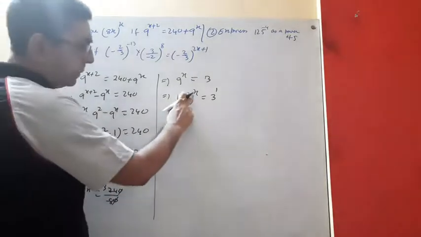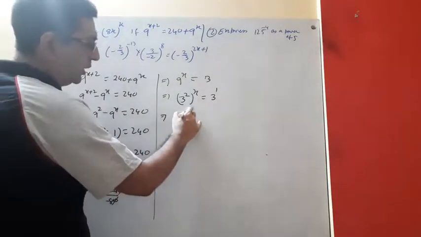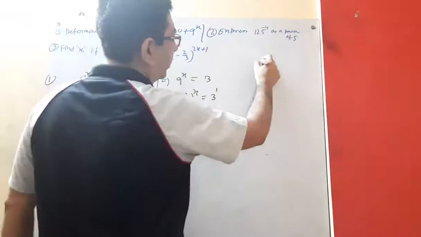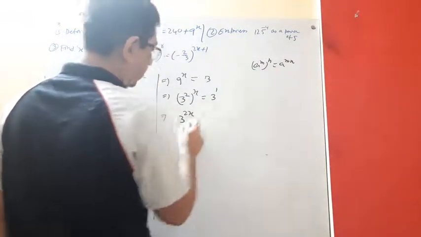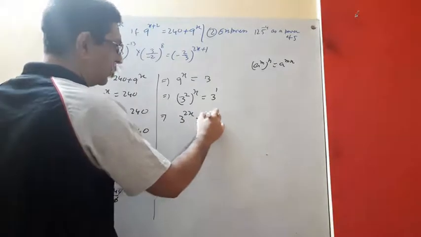Now look, this will be 3 to the power 2x, because we know a to the power m whole to the power n equal to a to the power mn. So 3 to the power 2x gives 3 to the power 1.